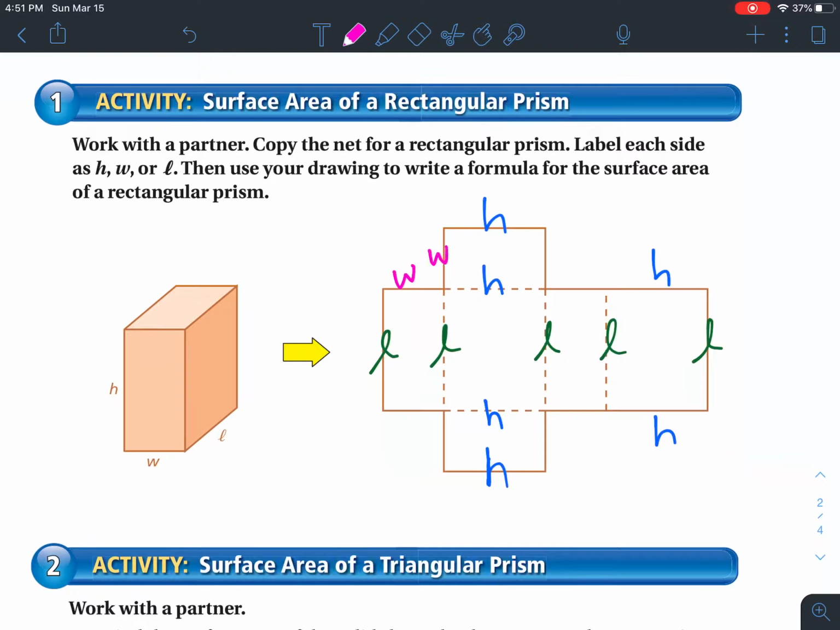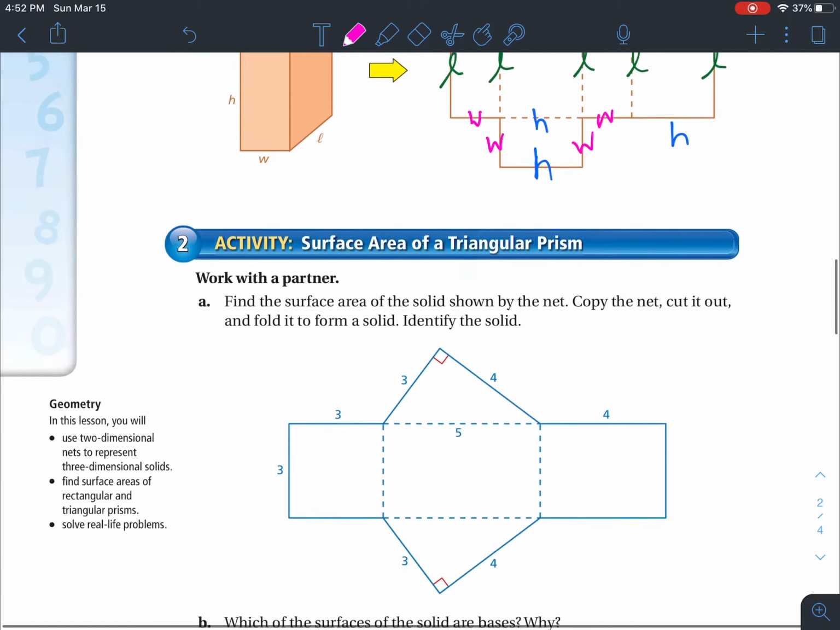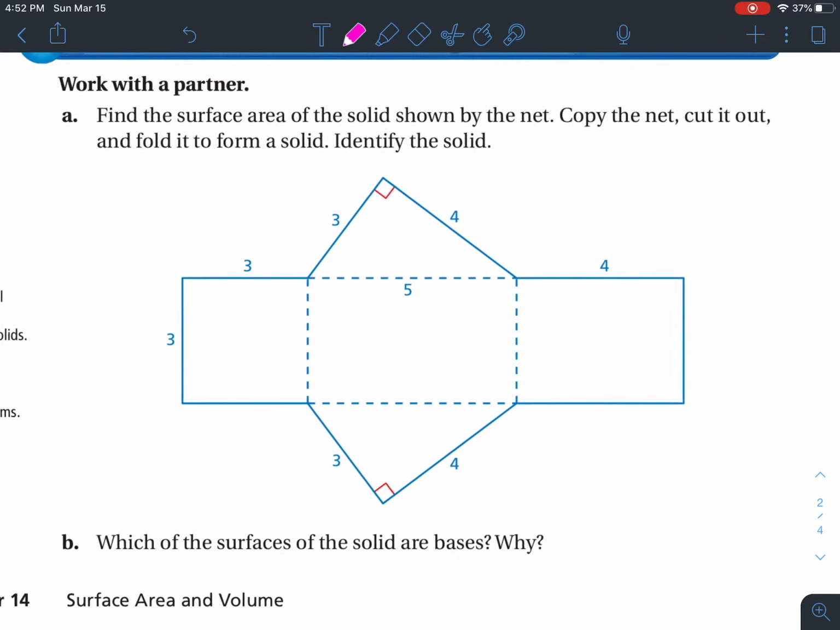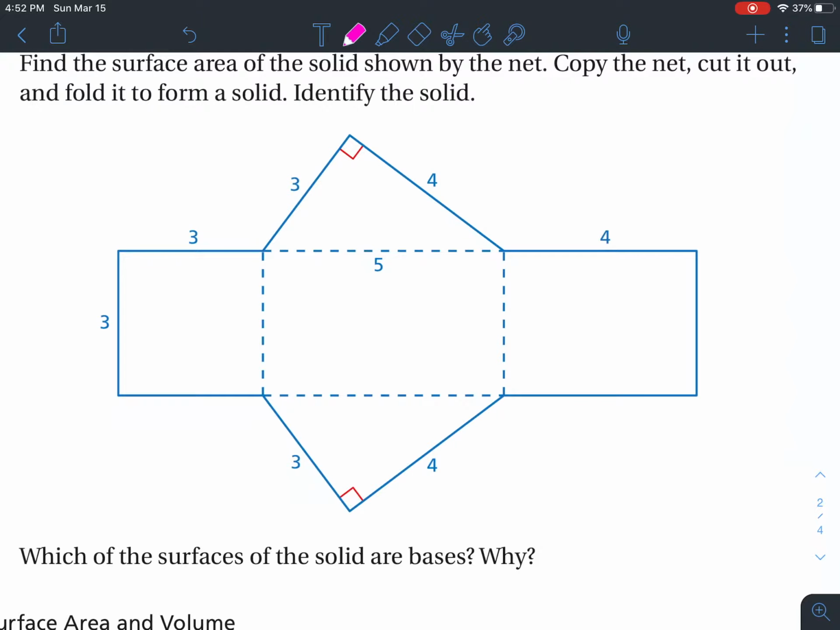And then that leaves the smallest number, usually the width, for these corners. And that's it. Look at activity 2. To find the surface area, again, we're just finding the area of every side. So surface area means that you find the area of each side and add them together.